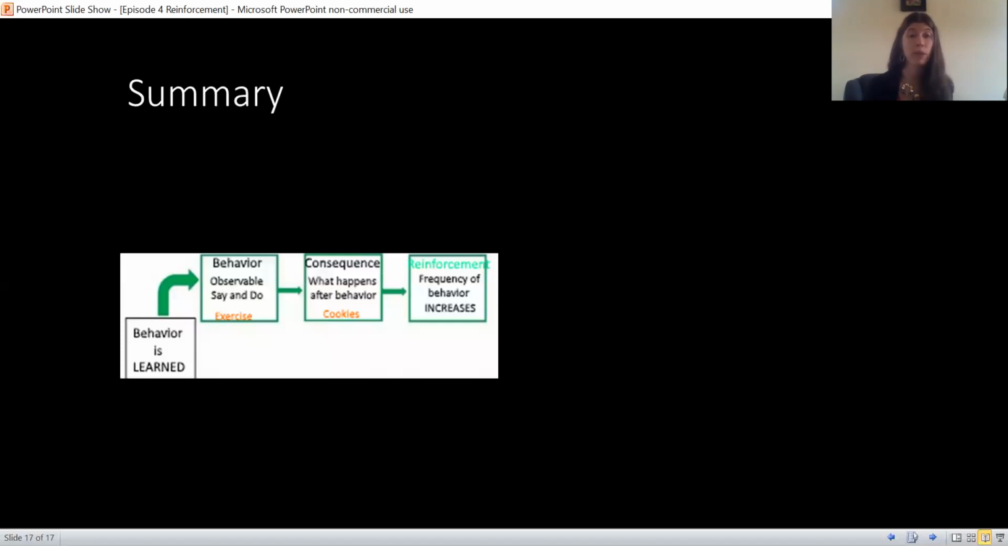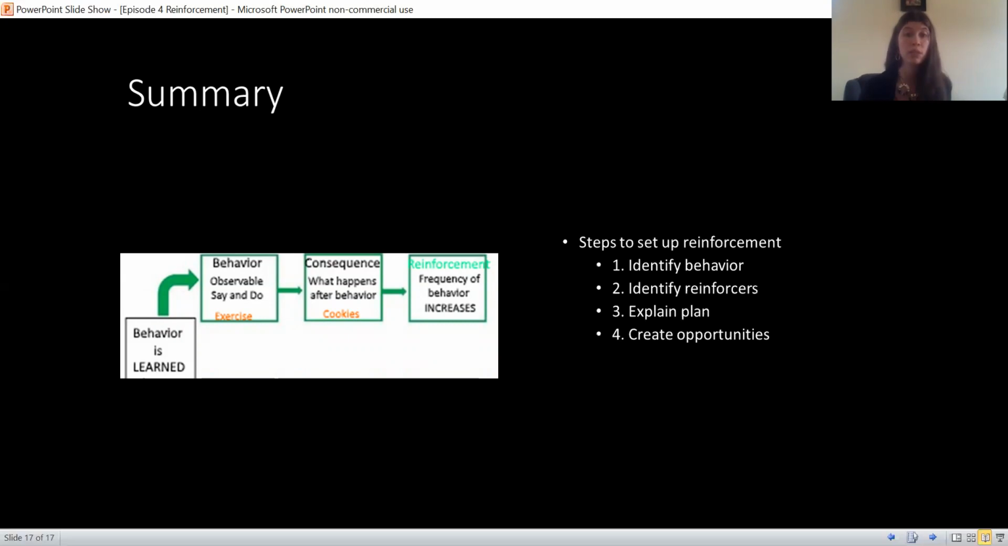Okay, so we've talked about a lot of things today, and I want to summarize it here. Reinforcement occurs when a consequence follows a behavior, making it more likely that that behavior will occur again in the future. Reinforcement means a behavior happens more frequently. When you make a reinforcement plan at home, you have to follow 4 steps. You have to identify the behavior that you want the individual to engage in. You have to identify reinforcers. You have to talk to the individual about what the plan is and clearly explain to them what their expectations are and what they will get. And you have to give them opportunities to earn that reinforcement.